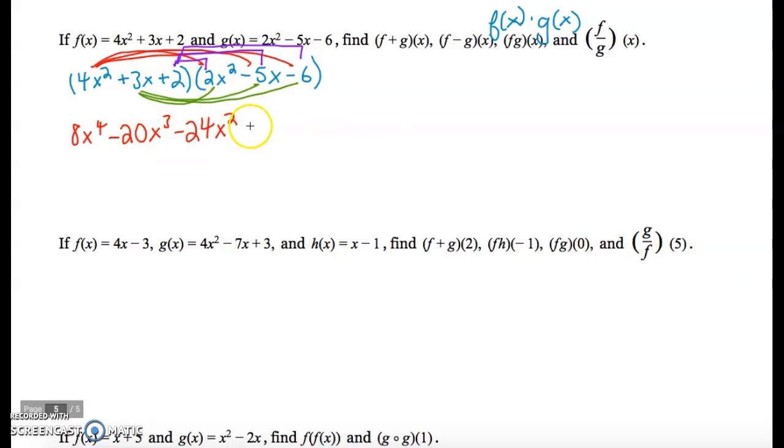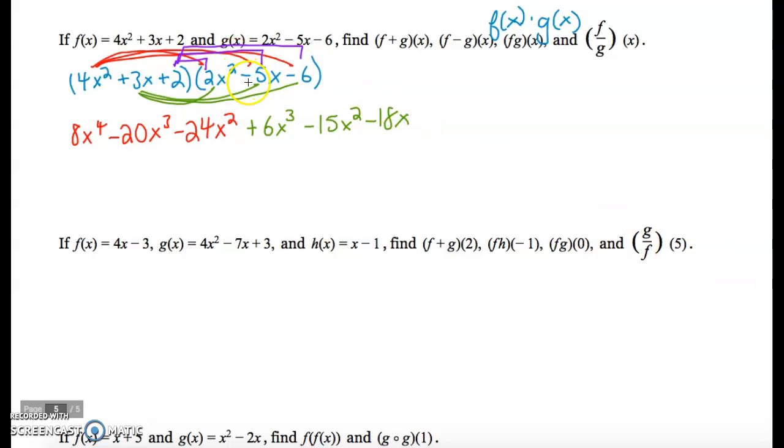Now with my second piece, I have 3x times 2x squared, which will give me 6x squared. 3x times negative 5x would give me negative 15. Oh, shoot, I already made a mistake. 3x times 2x squared gives me 6x cubed. There we go. 3x times negative 5x gives me negative 15x squared. And 3x times negative 6 would give me negative 18x.